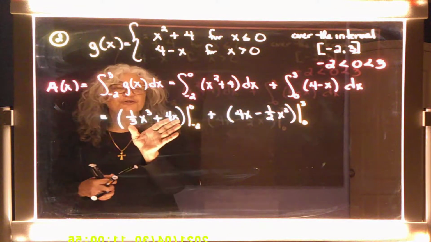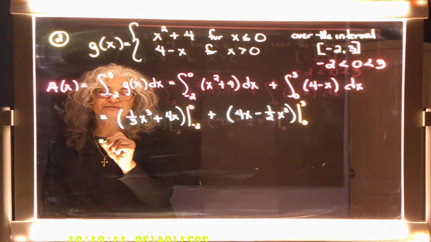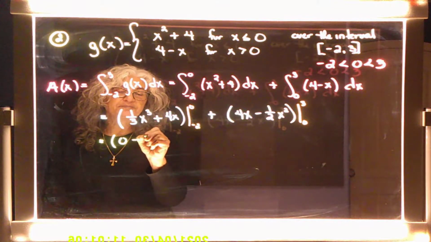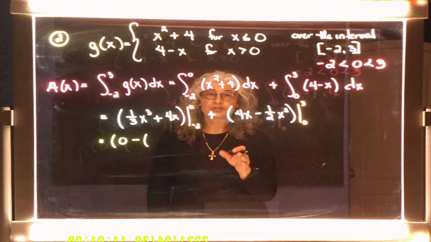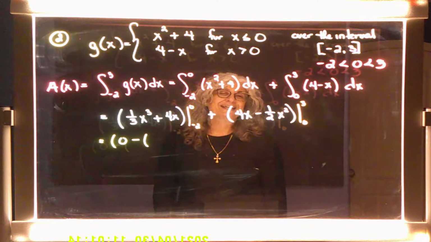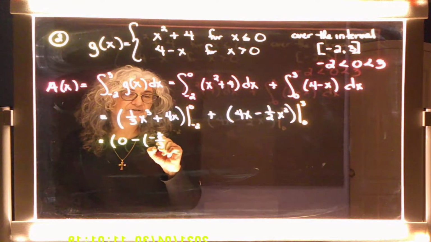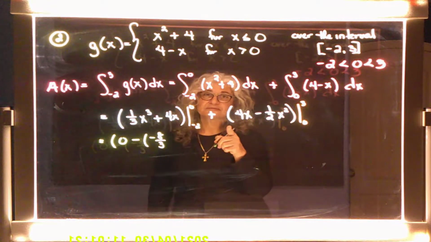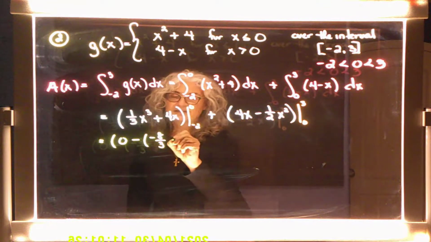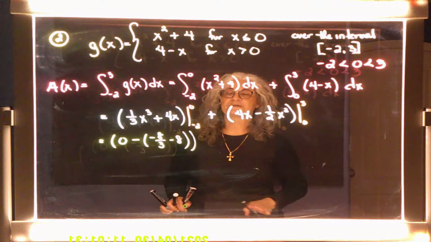So let's look at the first one, 1/3 x cubed plus 4x. We plug in the 0 first. What do we get? That's just going to be 0 all the way around. And now we're going to subtract. So we plug in the negative 2. Negative 2 to the power of 3 is negative 8, times 1/3, negative 8/3. And now we plug negative 2 into the 4x. What do we get? Negative 8.